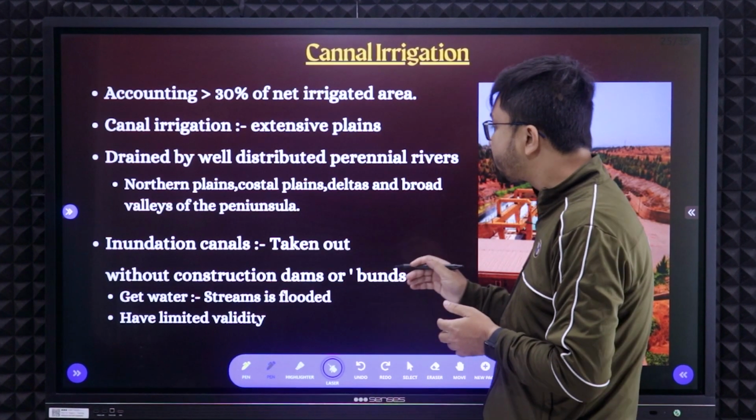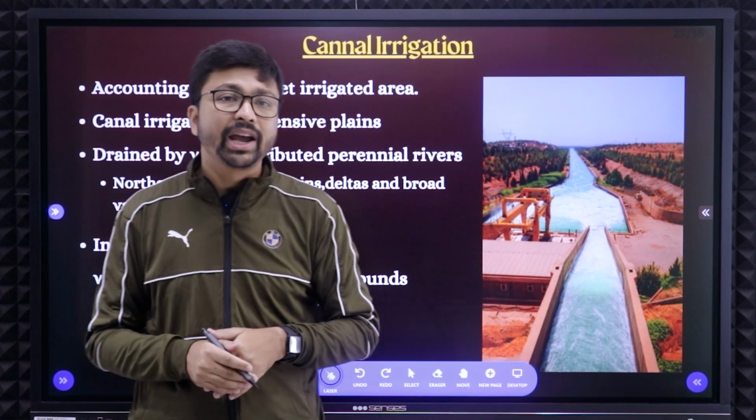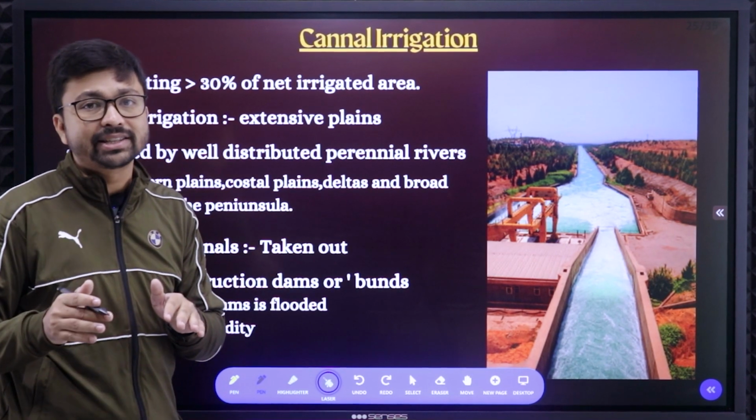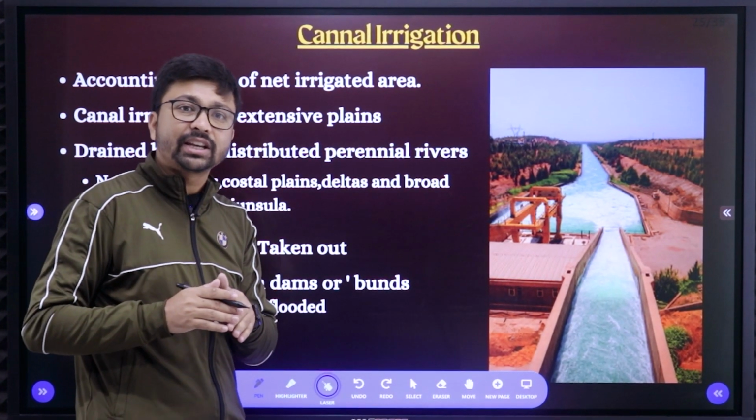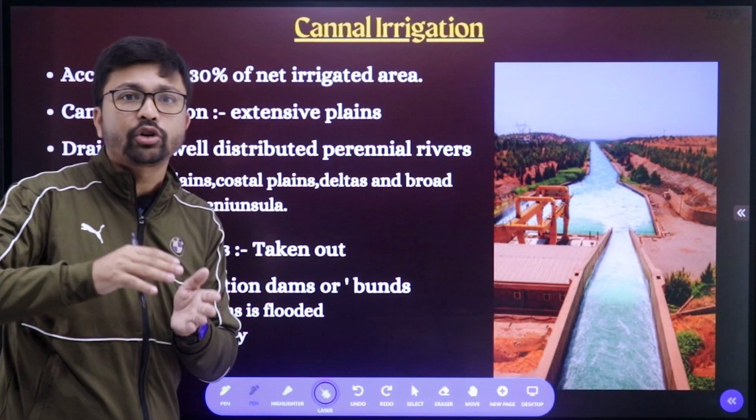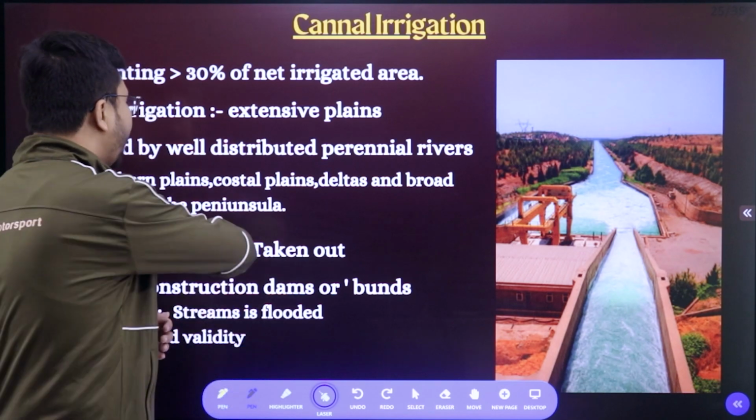Now inundation canals, what will happen? They will not supply water throughout the year to the agricultural field. They will supply water only during the rainy season. It means during the rainy seasons, when the water level of the river increases, that extra amount of water from the river will come through the canals and be supplied to the agricultural field.